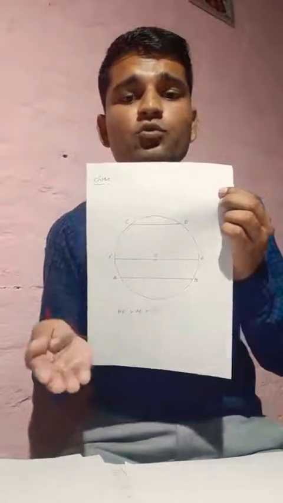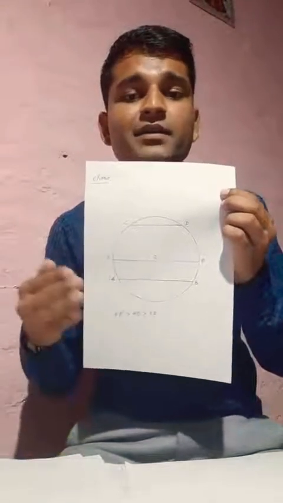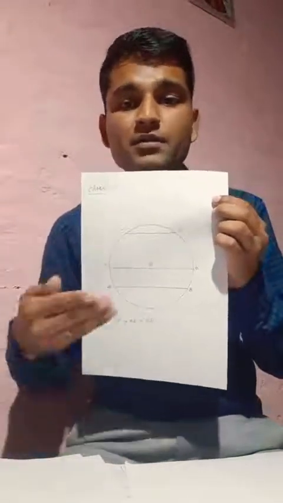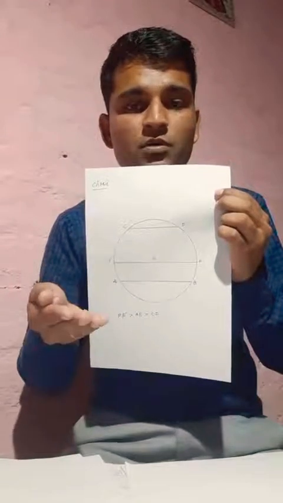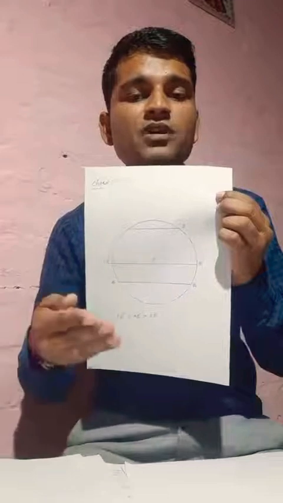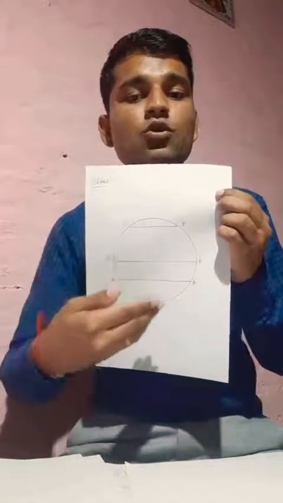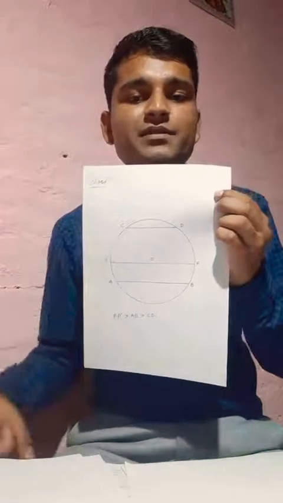When you move the chord towards the center, its length increases. When you move the chord away from the center, the length of the chord decreases. So basically, the line segment whose end points lie on the circumference is called a chord.